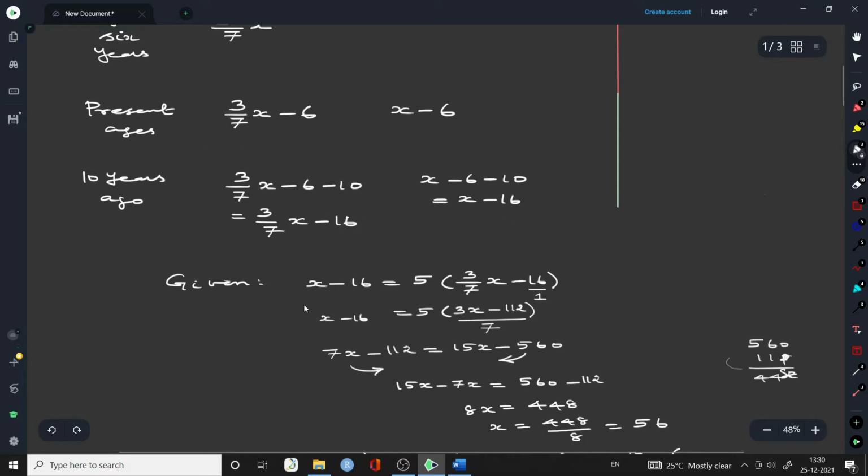Now we are given that 10 years ago, the father's age is 5 times Jaya's age. Father will be 5 times Jaya's age. So father's age is x minus 16. Jaya's age is 3/7 of x minus 16. So 5 times Jaya's age is the father's age. So we take this equation and solve for x.